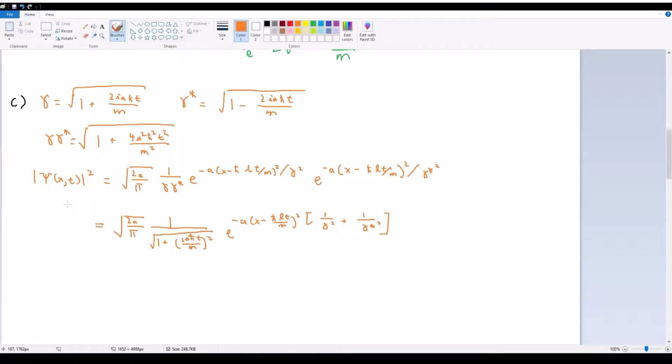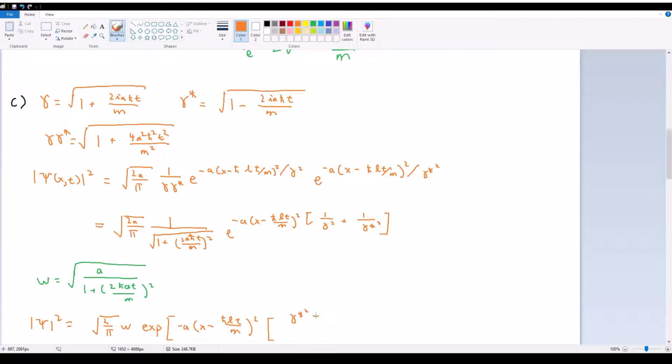Now we can do a little bit of manipulation, because in the original problem we wanted to express the answer in terms of what's called omega, where we defined omega as this new variable, omega equaling the square root of a divided by 1 plus 2h bar at over m squared. So in that case, we have the denominator here. We have a square root of a up here. We can move that over, and what we're going to get is that the magnitude of psi squared is then going to equal the square root of 2 over pi multiplied by omega times, I'm going to write this as an exp to make this easier on my hands, negative a x minus h bar lt over m squared multiplied by gamma star squared plus gamma squared over gamma squared gamma star squared.